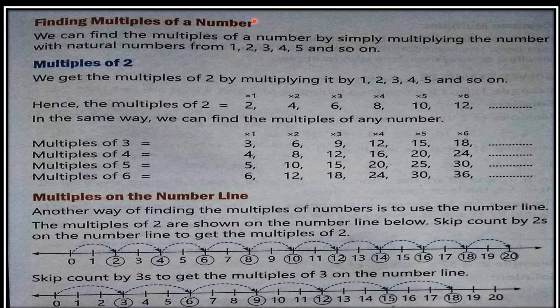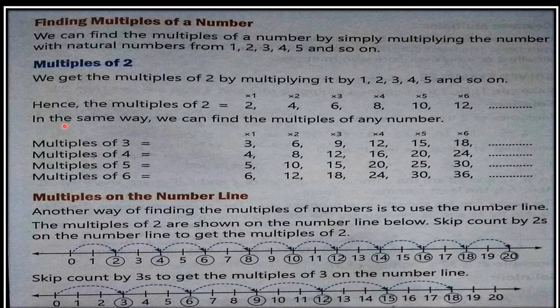Now, finding multiples of a number. It's very easy. We just need to write the table of the given number. So, multiples of 2: we get the multiples of 2 by multiplying it by 1, 2, 3, 4, 5, and so on. Hence the multiples of 2 are: 2 ones are 2, 2 twos are 4, 2 threes are 6, 2 fours are 8, 2 fives are 10, 2 sixes are 12, and 2 sevens are 14.